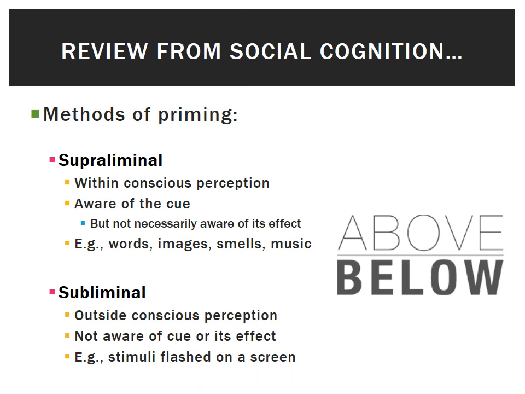We talked about supraliminal priming, which is where the priming is occurring within conscious perception. So you're aware of the cue that's delivering the prime, although you're not necessarily aware of its effect. This is the vast majority of priming, right? When you're primed with words or images or smells or music, you're conscious of the cue and you can recall it, even if you don't know you're being primed.